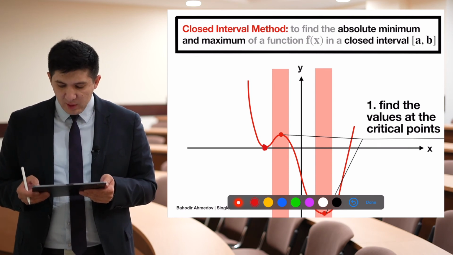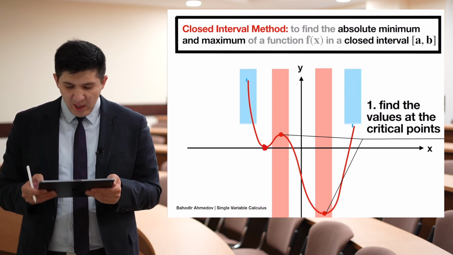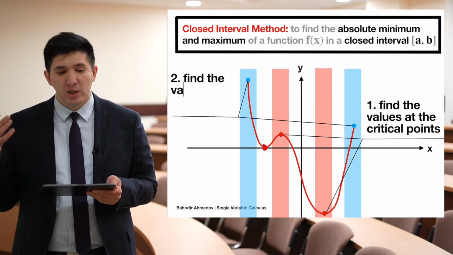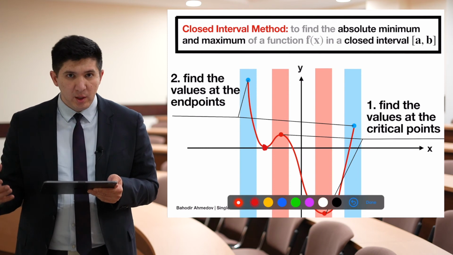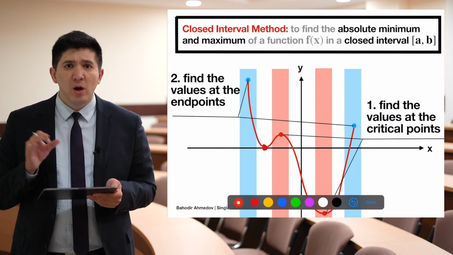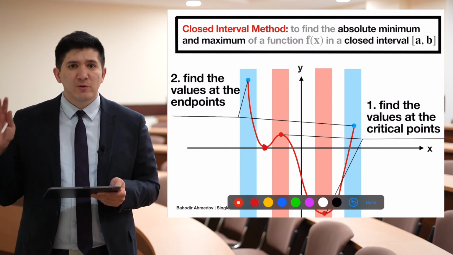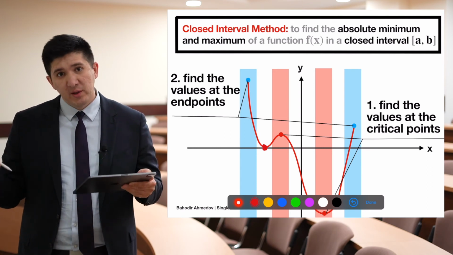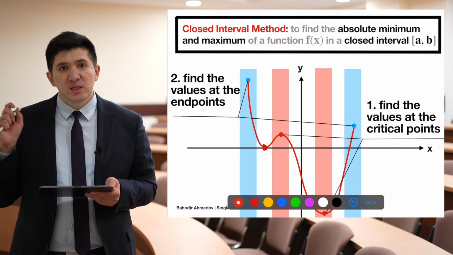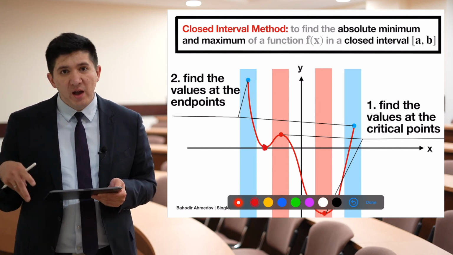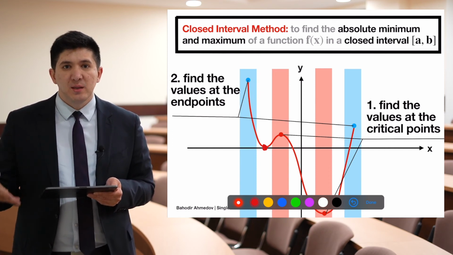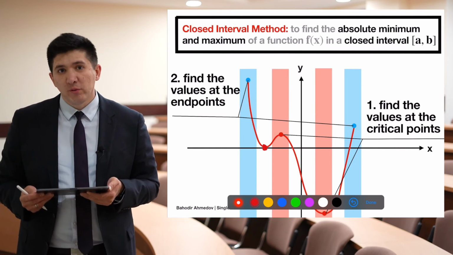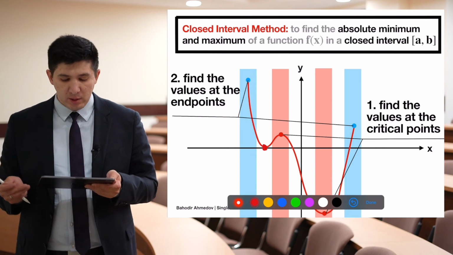Then we also need to find the values of this function at the ending points of the interval, right, the boundary of the domain. Then we have to compare all of the values at the critical points and at the ending points of the interval of the domain. The smallest value out of all of these 5 points is going to be the absolute minimum, and the greatest out of all of these 5 is going to be the absolute maximum.